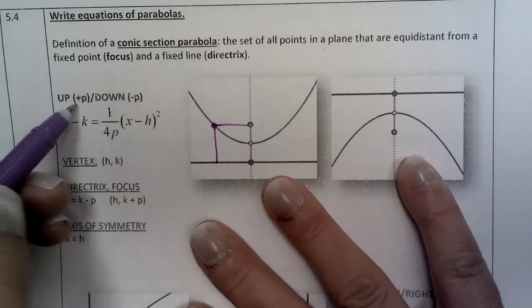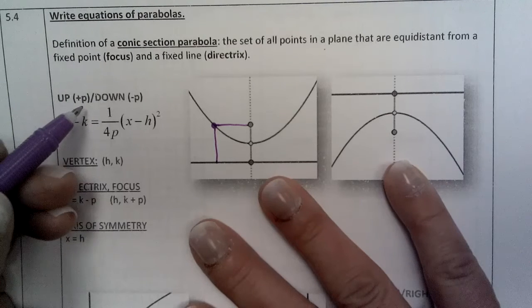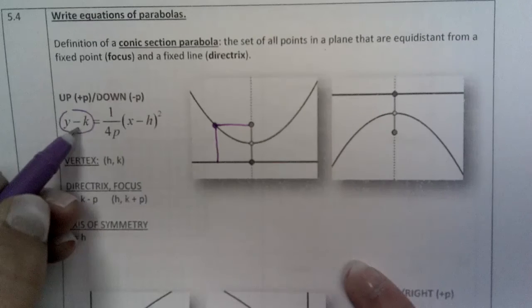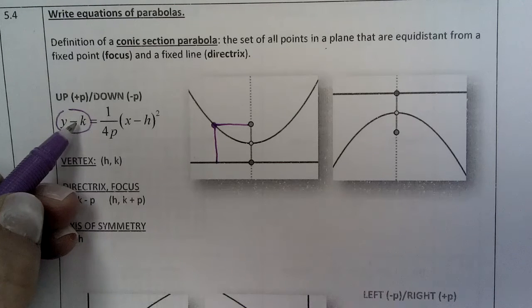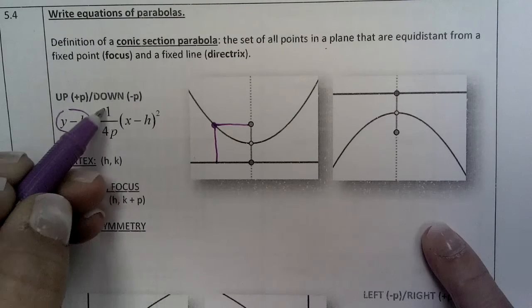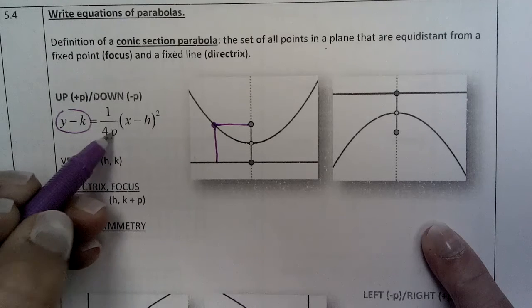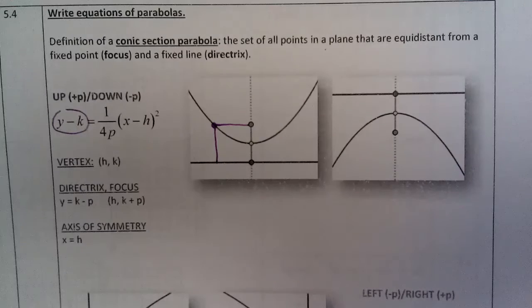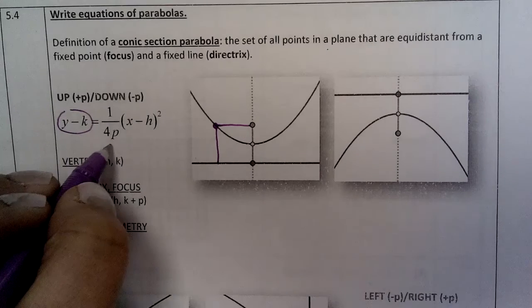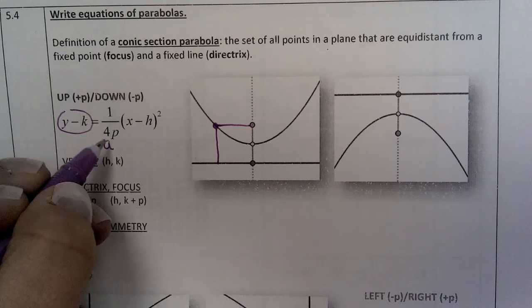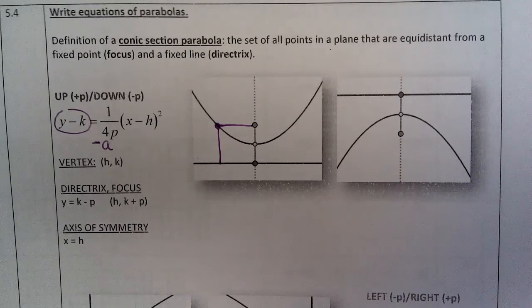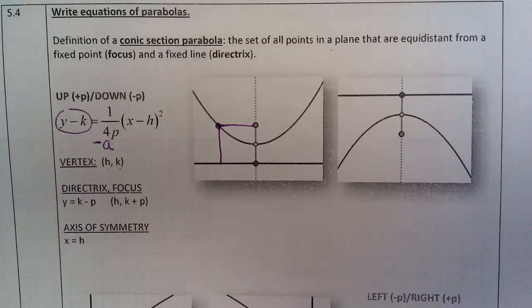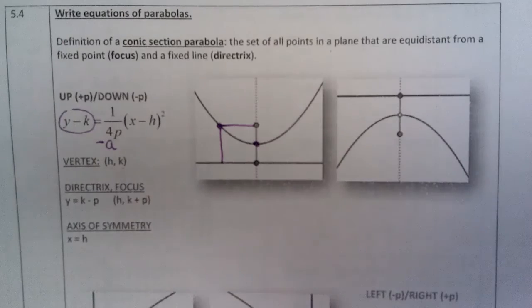So the formula, if it's an up or down facing parabola, is going to start with y minus k. So that's the shift up or down for the vertex, equals 1 over 4p, and we're going to talk about what p is in just a minute, times x minus h squared. So it's pretty similar to what you're seeing, okay? So this 1 over 4p is the same thing as your a, or your negative a. So here our vertex is the point (h, k), so that's where we move the vertex to.